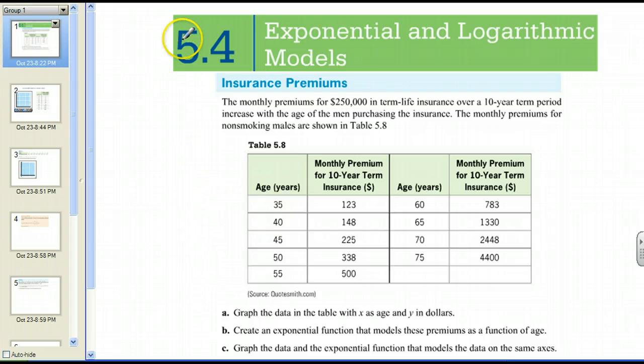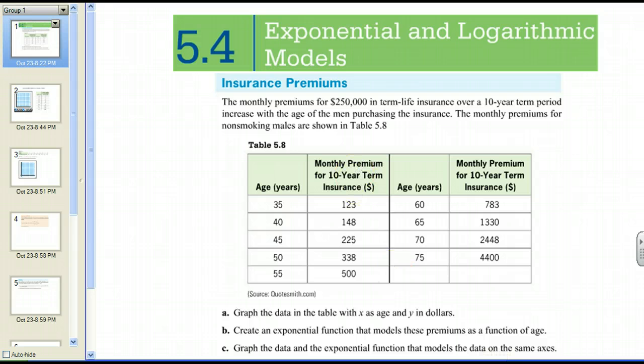Alright, so we've got monthly premiums for $250,000 life insurance over a 10-year term period that increase with the age of the men purchasing the insurance. So as you get older, the cost goes up. The monthly premiums for non-smoking males are shown in this table. Graph the data in the table as X as age and Y in dollars.